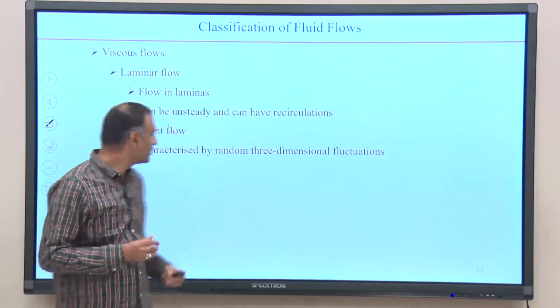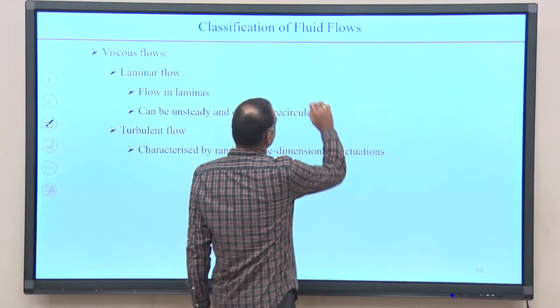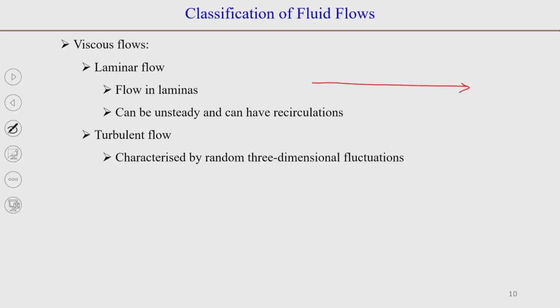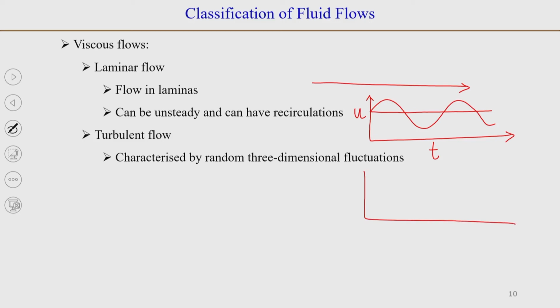If you look at a laminar flow, the fluid particle will be moving in a straight line. If you plot the velocity of the fluid, let us say the x component of velocity, then in a laminar flow you may have a steady flow, so the velocity does not change with time, or you may have some periodic variation in the flow. Whereas, in turbulent flow, if you plot velocity with time, you will observe randomness in the flow.